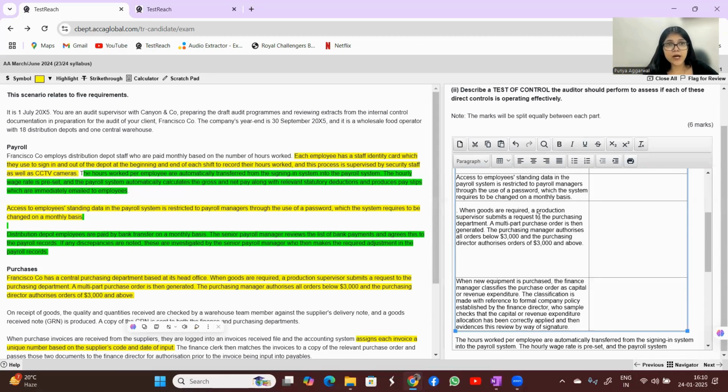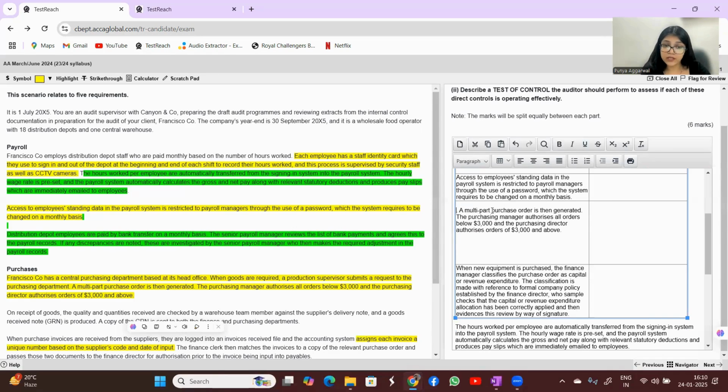When goods are required, a production supervisor submits a request to the purchasing department. Again, not required. You can simply delete. Now, this is important. A multi-part purchase order is then generated. The purchasing manager authorizes all the orders up to a limit, and the director all the orders above. So this is the paragraph that you have to copy paste and explain.